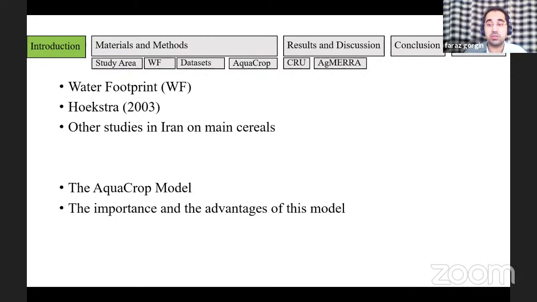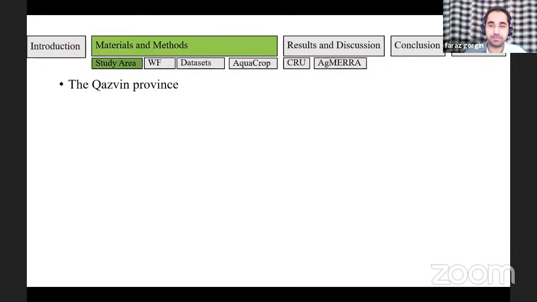In this study, two datasets were used to estimate the WF of wheat in Qazvin province in Iran. Results were evaluated with the synoptic station in the province. Data from the datasets and the synoptic station were used to calculate the WF parameters.